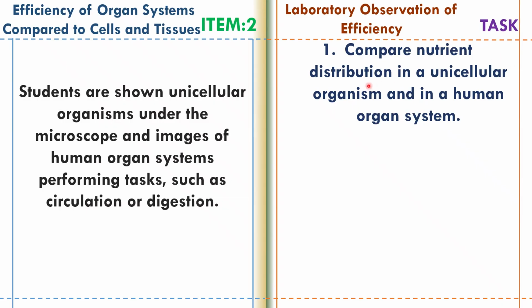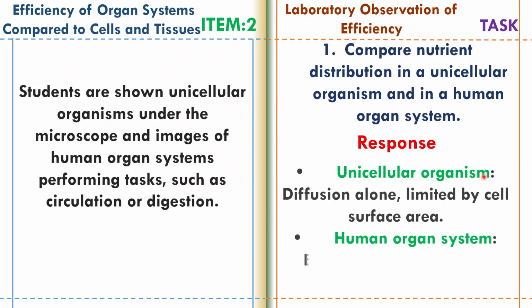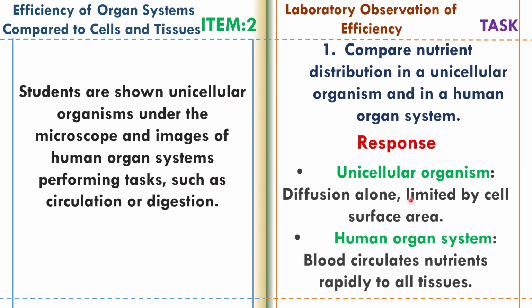Compare nutrient distribution in a unicellular organism and in a human organ system. Unicellular organisms: diffusion alone, limited by cell surface area. Human organ system: blood circulates nutrients rapidly to all tissues.